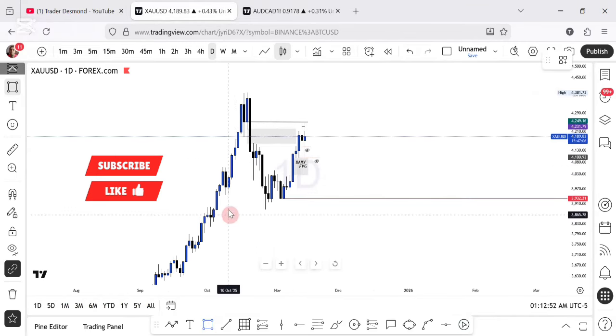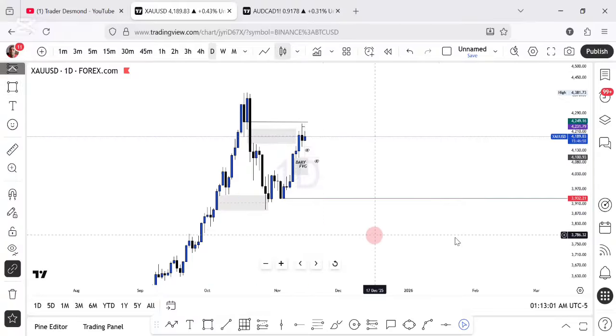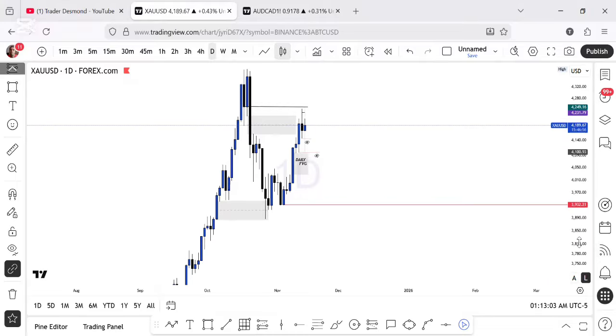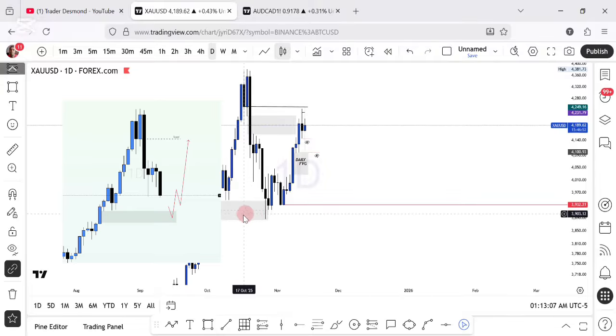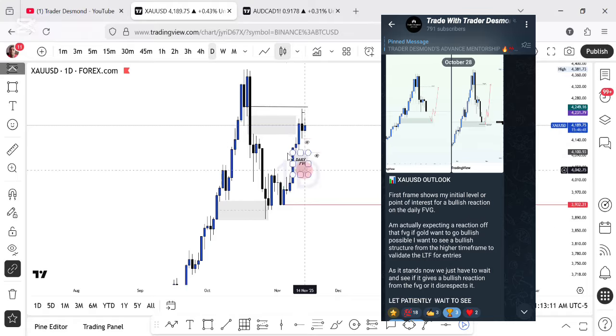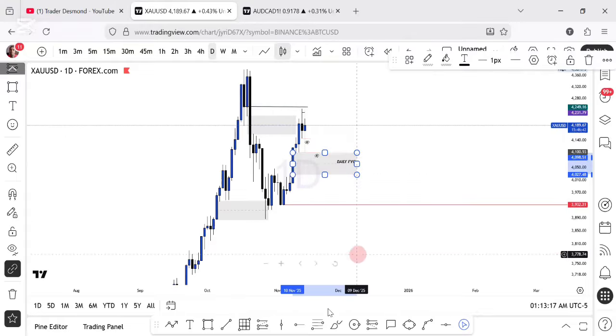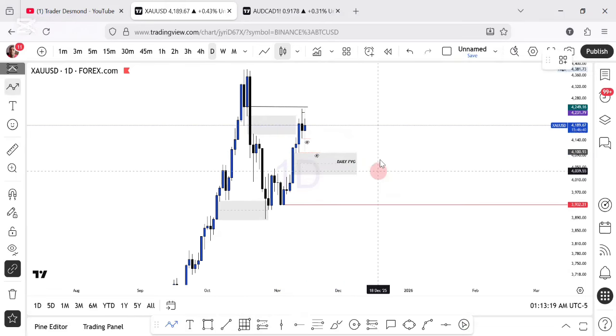So I've always been active on sharing outlook, or what I'm expecting on some pairs, in my community. If you join, you'll benefit from all this, which will guide you in your own analysis. So this was the place I called this good first, and the market reacted from here. Since then, we have been going to the upside. I also told them that I'm expecting a reaction from this FVG, which is happening currently, and this is the FVG that will push this guy to the upside again.